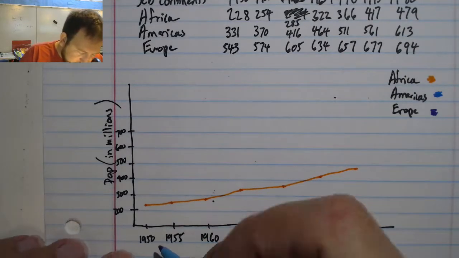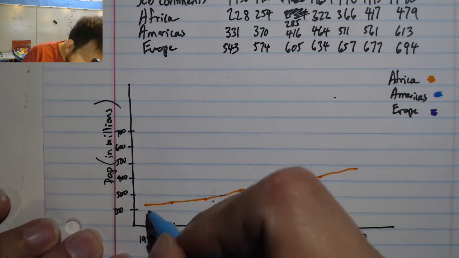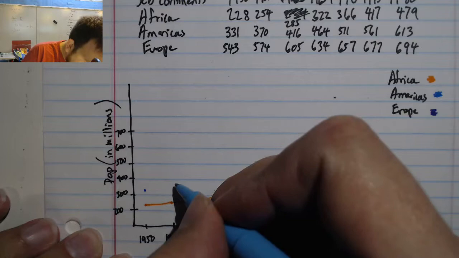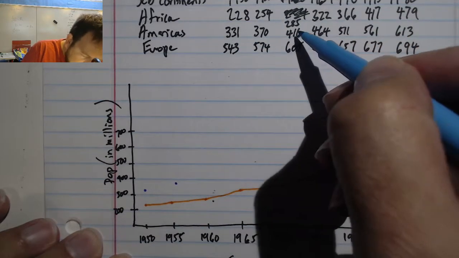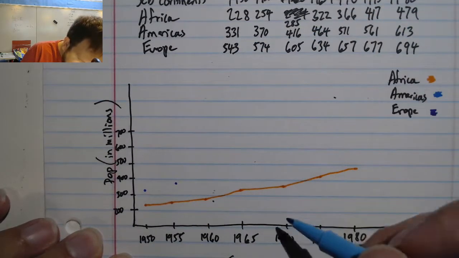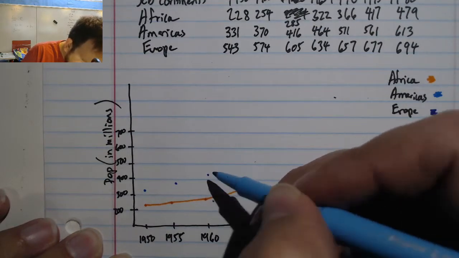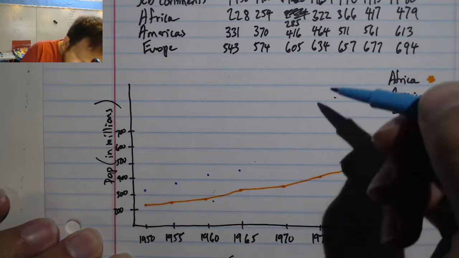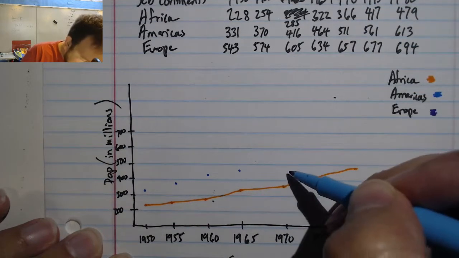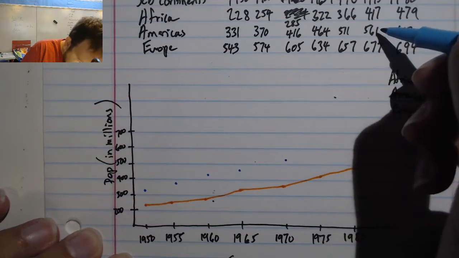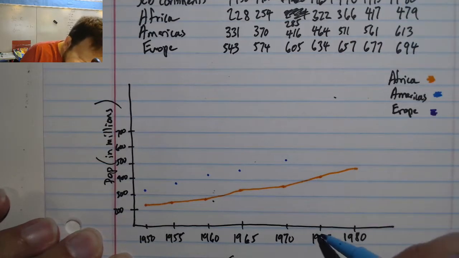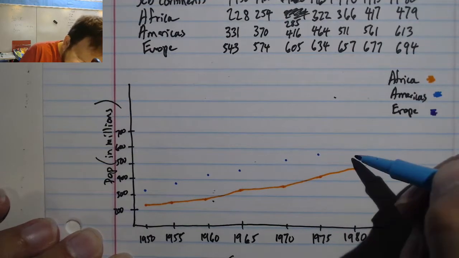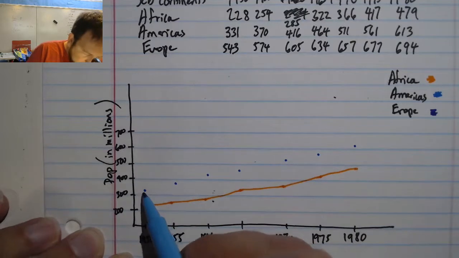Looking at Americas, I'm going to start at 1950 with 331, which is about here. 370, 1955, here. 416 at 1960, 464, 1965. 1970, 511, just above 500. 1975, 561. And 613 at 1980. I'm going to connect these lines again.